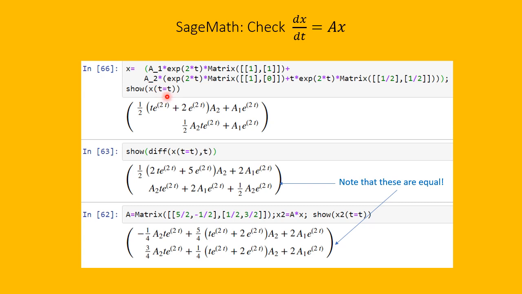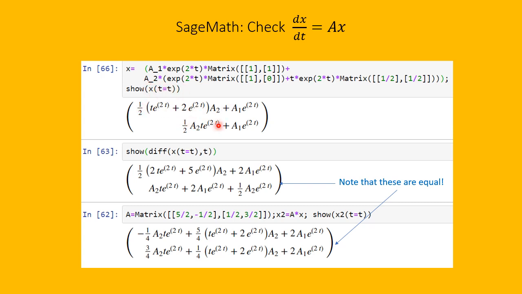There's a slight quirk in SageMath, and I'm not quite sure why this works, but I did find somebody that did this with vector valued functions. If I want to show x of t, where I'm multiplying functions of t times matrices and so forth like this, if you want to show that vector valued function, this sort of expression works.